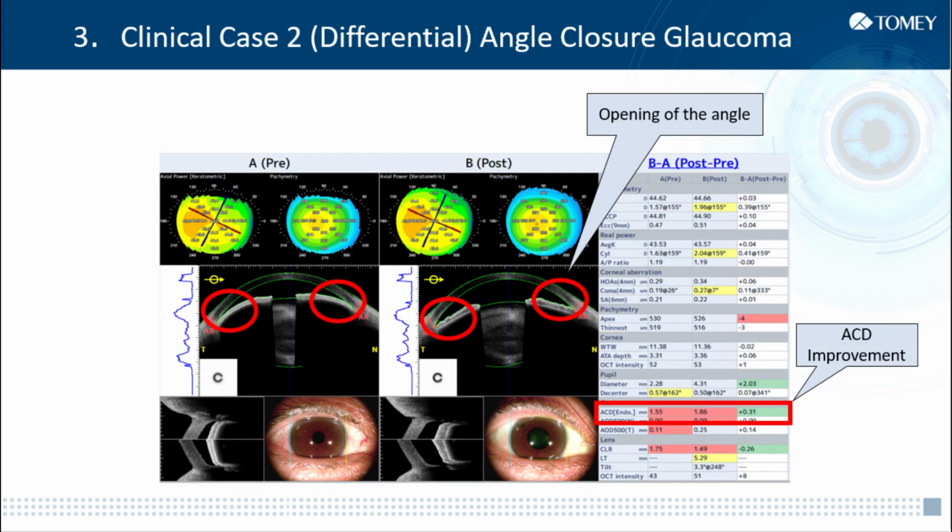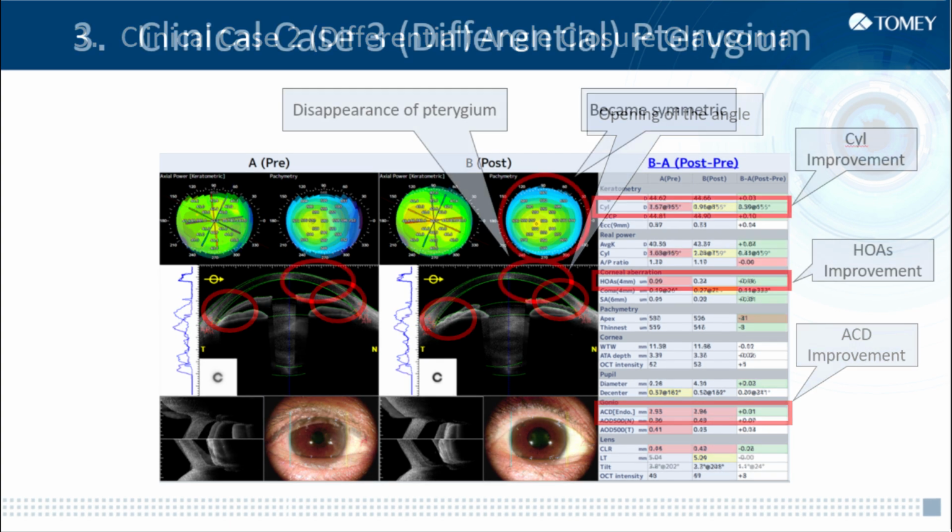This is a patient who underwent laser iridotomy for an acute glaucoma attack. The OCT image shows that the angle has opened and the iris has become straight, indicating that pupillary block has been released. Looking at the parameters, we can see that ACD has improved quantitatively.